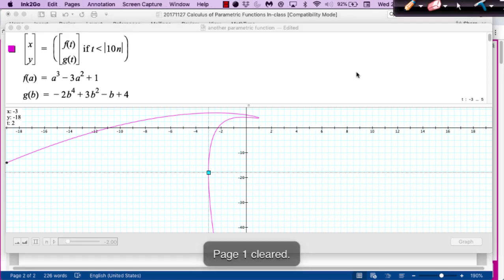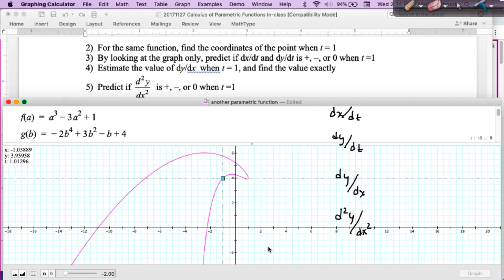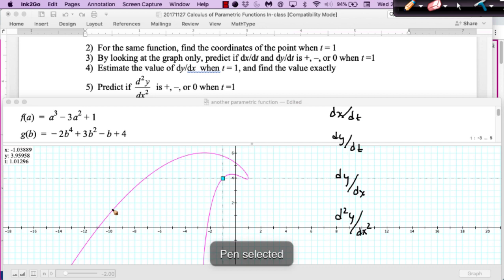Any questions? So did you get (-1, 4), first of all? So at t equals 1, you should have gotten (-1, 4) for the point. Now we want to predict dx dt, dy dt, dy dx, and the second derivative with respect to x.